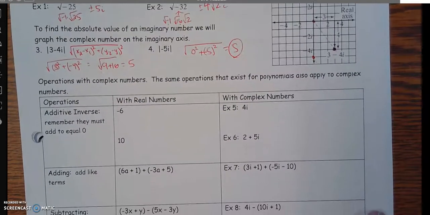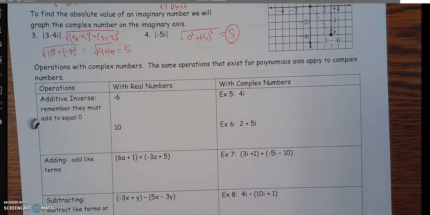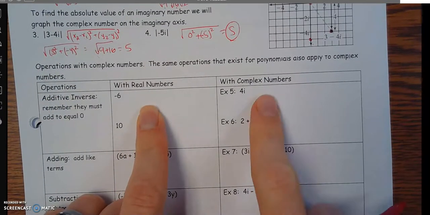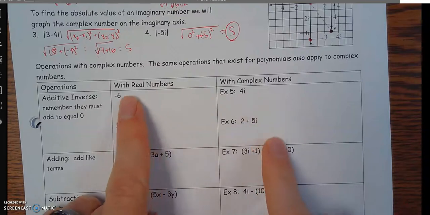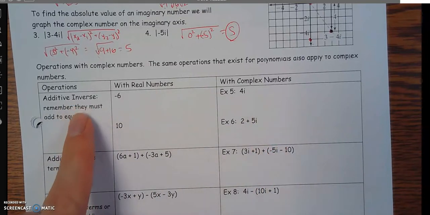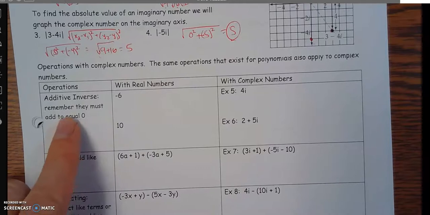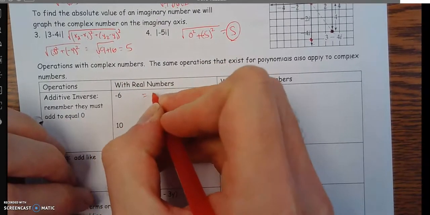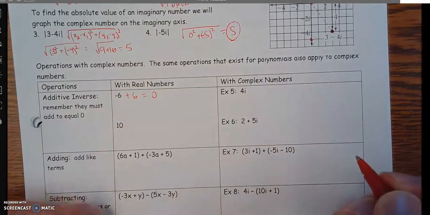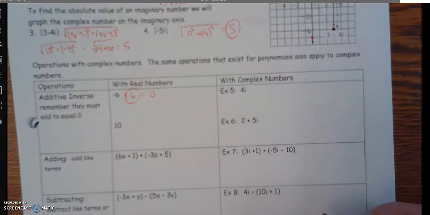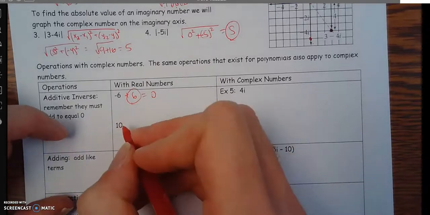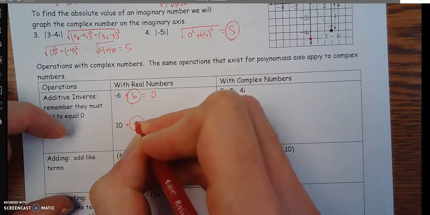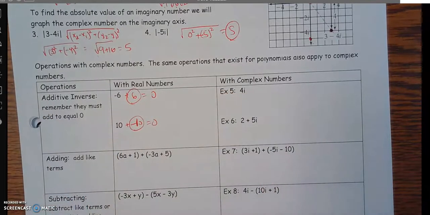Okay, now below here, we got this table. The first thing is the additive inverses. We're going to look at how the real numbers compare with complex numbers. Additive inverses: it's what you add to a number to get 0. So they must add up to be 0. So what would you add to -6 to equal 0? You would add 6. So 6 is the additive inverse of -6. What would you add to 10 to equal 0? -10. It's supposed to be a negative, not a plus in there.